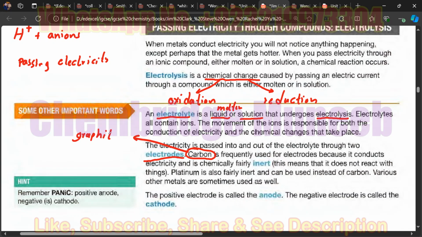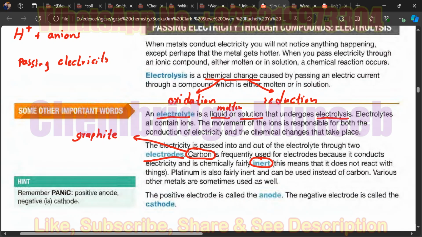You know about graphite, right? Yes. So carbon can be used in its graphite form as the composition of the electrode, and these carbon or graphite electrodes are chemically inert. They do not react with the electrolytes present in our solution. Why are they used for electrolysis? Because they do not react with the electrolytes in our chemical solution.